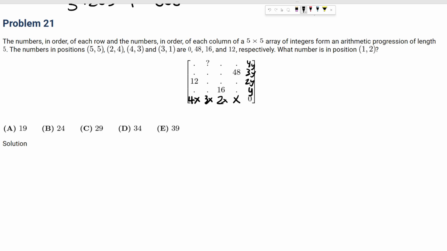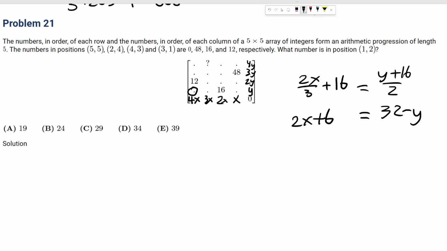And now we can find this number in terms of both x and y. In terms of x, it's going to be 2x over 3 plus 16, because x and 48 are 3 apart, so we have to have minus x over 3 plus 16. And on the other hand, it's also the average of y plus 16 over 2. So we just set these equal to each other. And then we can also find this number in terms of both x and y. That is going to equal 2x plus 6. And it's also going to equal what? 32 minus y, because we have y, and then minus y plus 16, minus y plus 16.